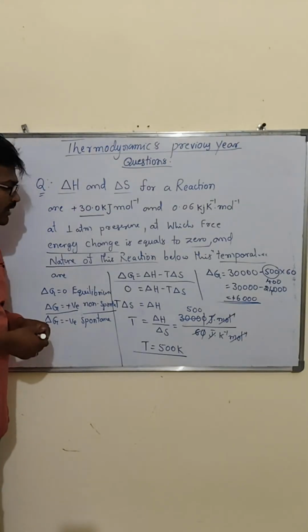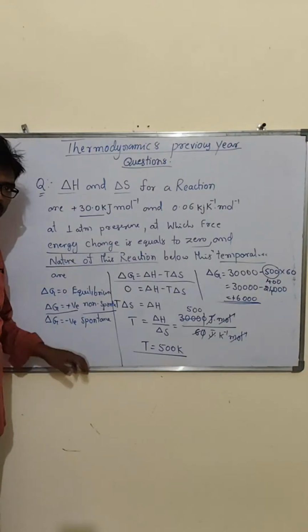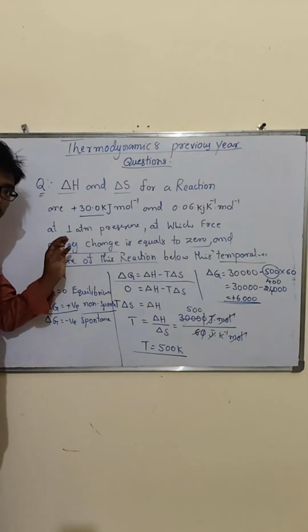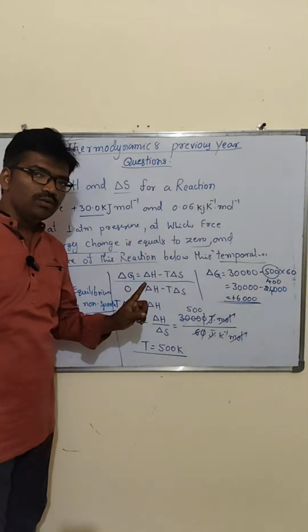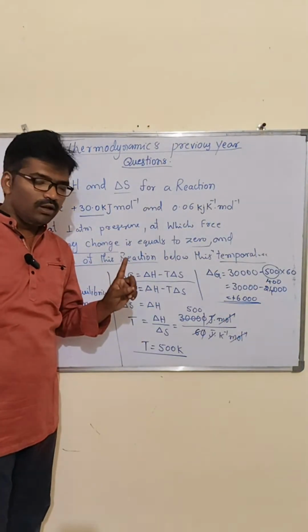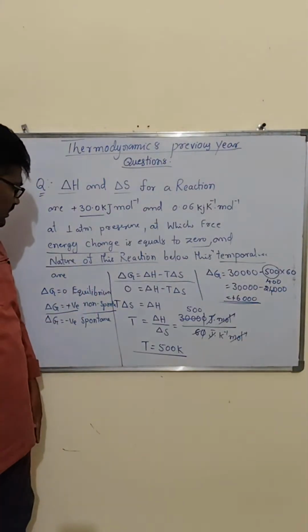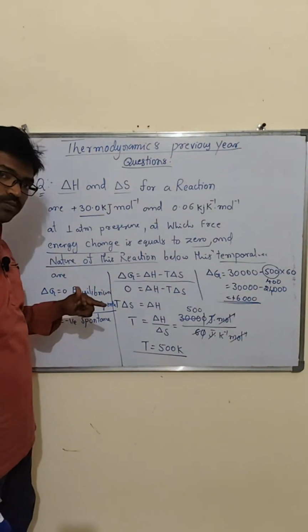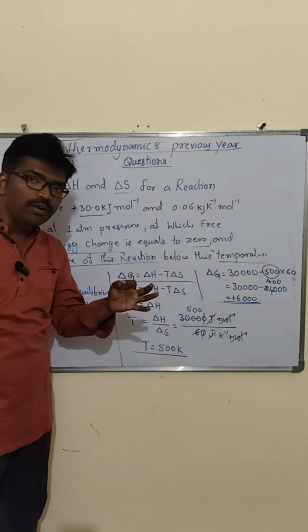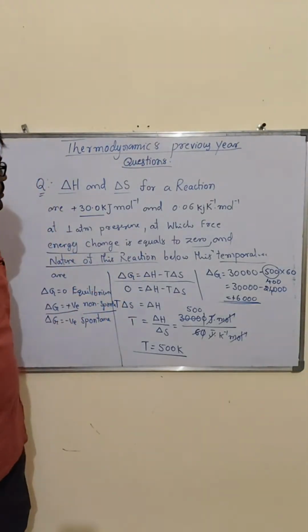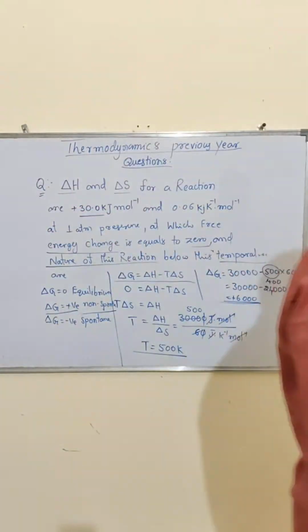Understand, my dear students? Whenever they ask the nature of the reaction, you have to find out whether delta G is positive or negative. Delta G positive means non-spontaneous, delta G negative means spontaneous, and delta G equal to 0 means equilibrium. You have to remember that. Note the question, then we'll discuss.